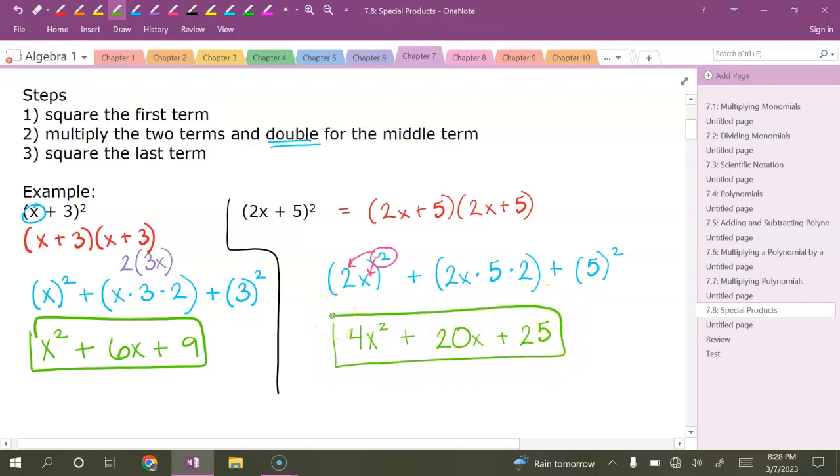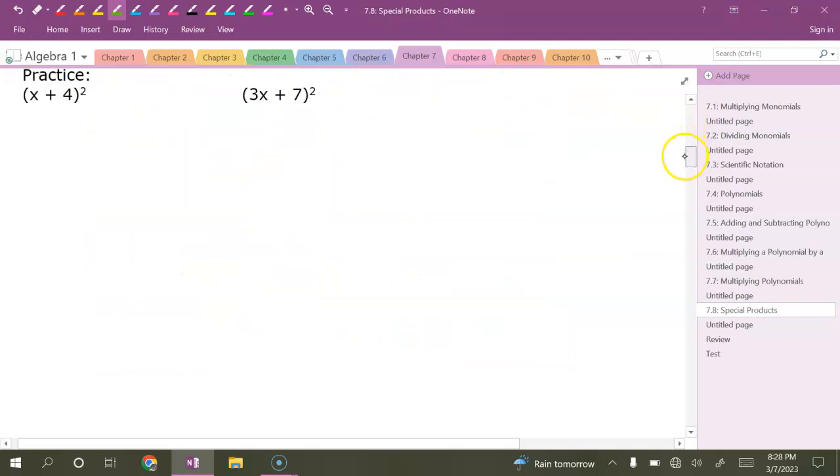So now that you've seen a couple of different types of examples here, what I want you to do is take a few minutes and do those two practice problems.